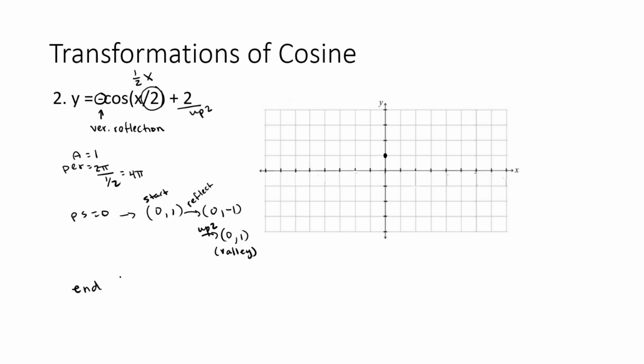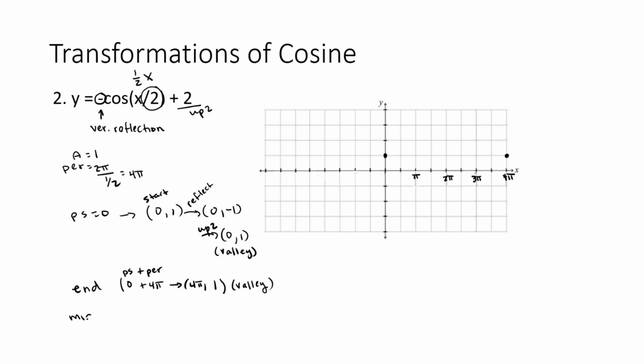My end then is going to be at my phase shift, which is 0, plus my period, which is going to be 4 pi. So this is going to be at 4 pi. And again, it's going to normally be at 1, but I'm going to reflect it. And then I'm going to go up 2, so it should end at the same place it started. Okay, so let's go. So we'll make this pi, 2 pi, 3 pi, 4 pi. Again, I can mark my grid however I need to. And this will be here. But again, this is a valley now because of the reflection.